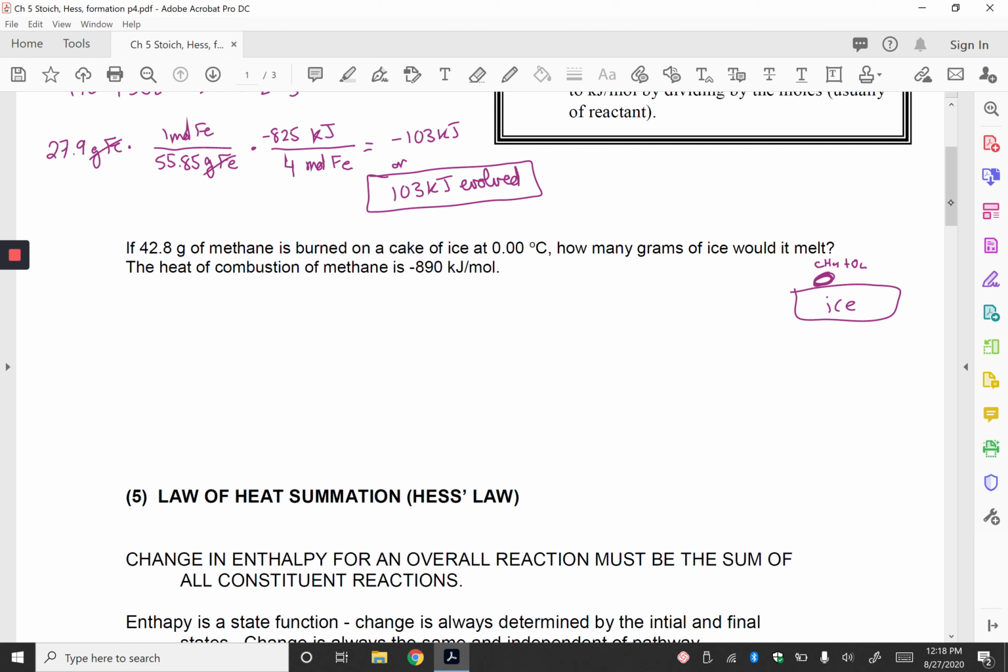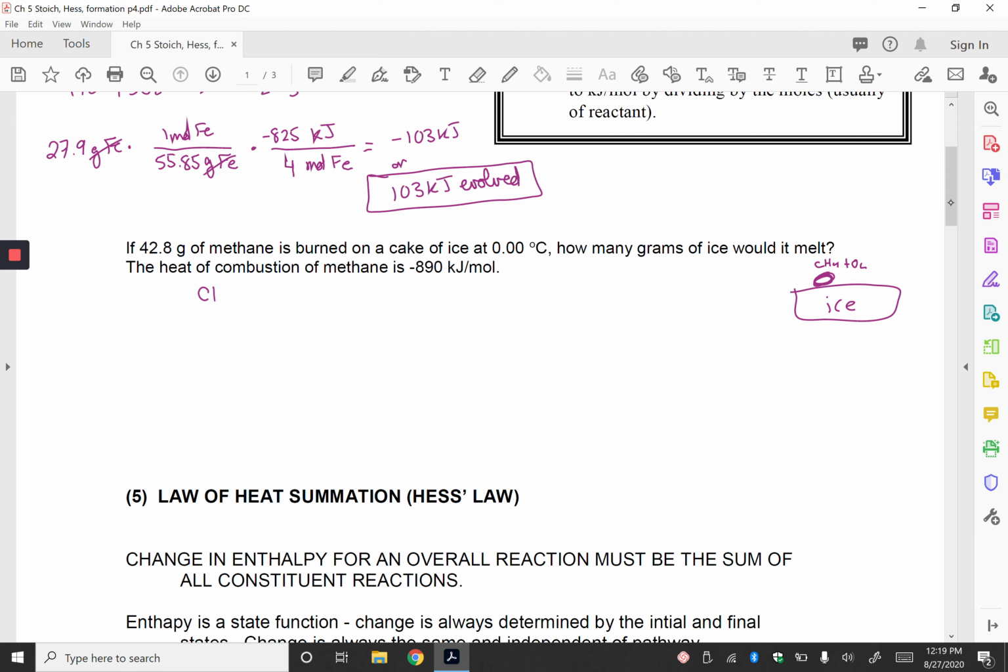They tell me the heat of the reaction is negative 890 kilojoules per mole. The negative is because it's exothermic. And so as it releases heat, some of the ice will melt. So the question is, if all the heat is transferred to the ice, how many grams of ice would melt? The first thing I'm going to do is write down the reaction here.